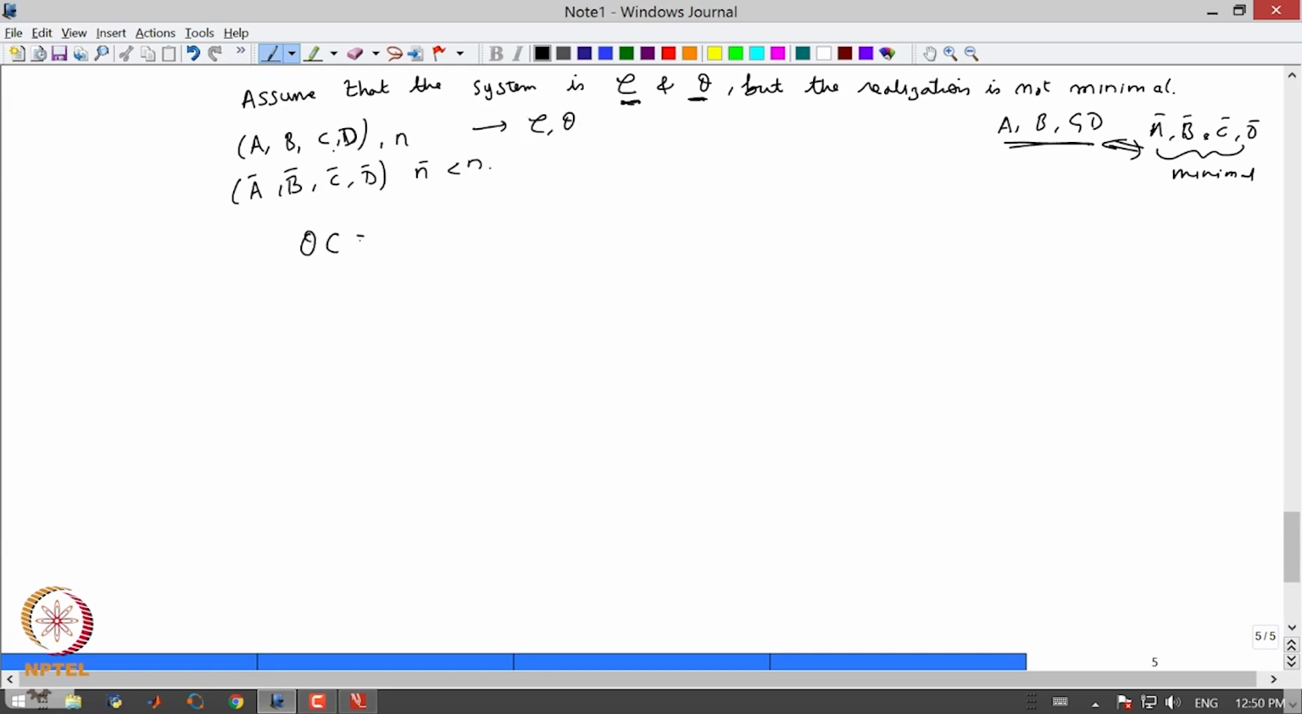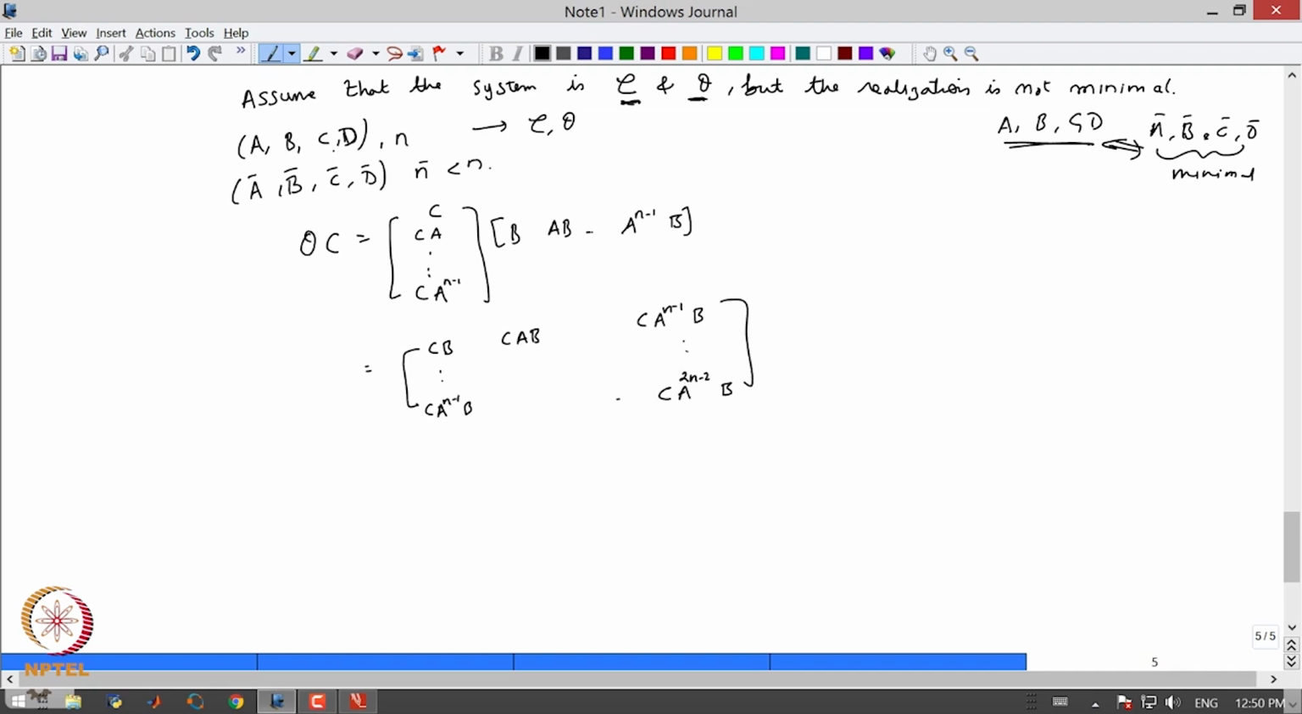Now, I just look at the controllability and observability matrix of this system. The observability matrix O, with rows C, CA, up to CA^{n-1}, times the controllability matrix C, with columns B, AB, up to A^{n-1}B, gives CB, CAB, up to CA^{n-1}B, and so on all the way to CA^{2n-2}B. Essentially what are in these matrices are the Markov parameters.